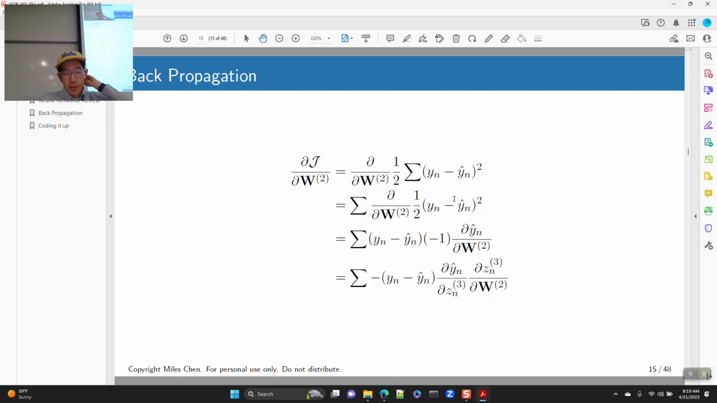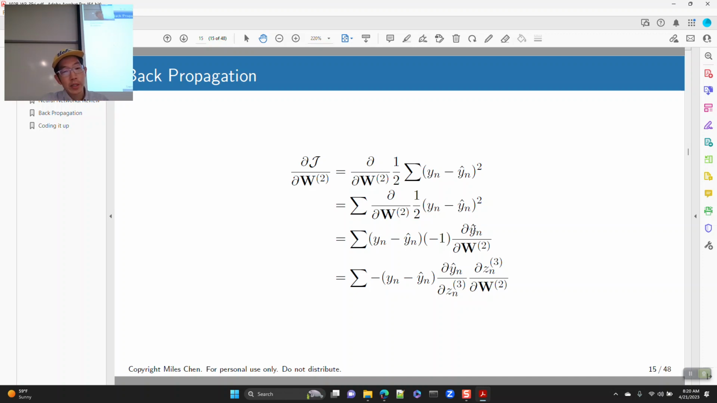Okay, so this is just applying calculus, right? So we have y n minus y hat n, squared. I take that 2, it comes down, and then it's going to cancel out with this 1/2. So basically, I'm going to have the sum of y n minus y hat n, and then I have to apply the chain rule. So I have a -1 in front. This is a negative sign, so I apply the chain rule, and the chain rule says, okay, now we need to figure out how y hat changes with respect to W2. Okay, so this is what we have.